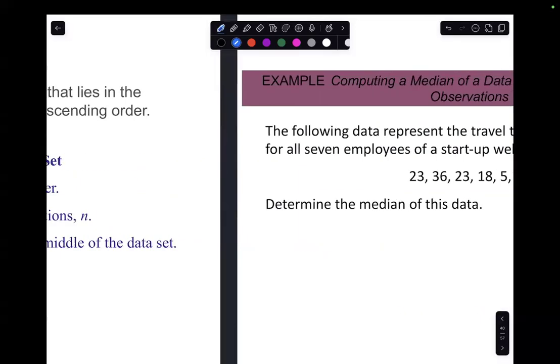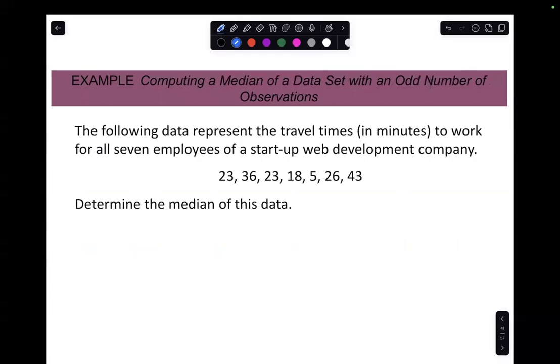Let's move on. Here we go. This is the same data that we had before with our web development company. I'm going to order them from smallest to largest to find our median. I usually cross them out as I go because otherwise I do bad things. I make it really terrible and lose track of where I am. So I cross them out to minimize that error.